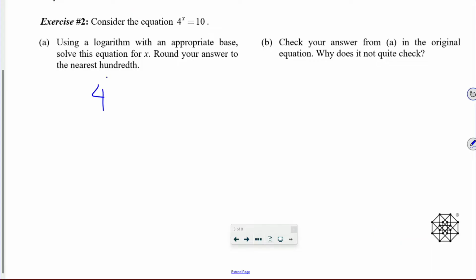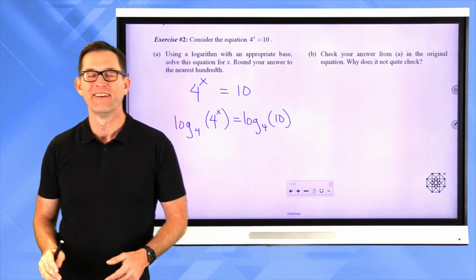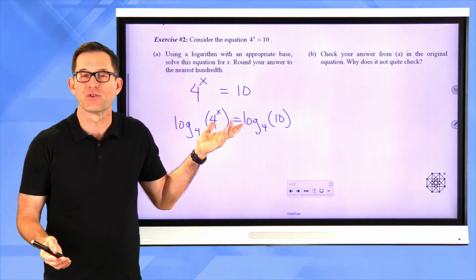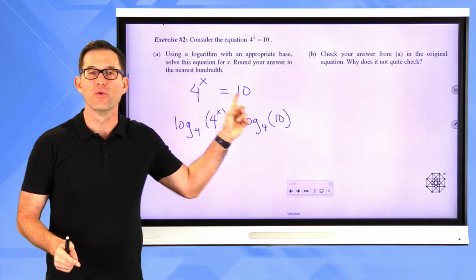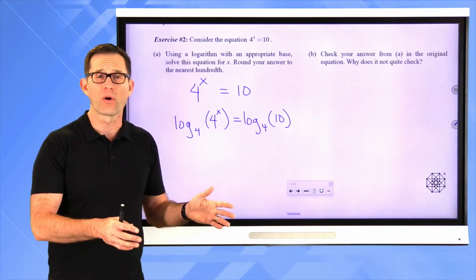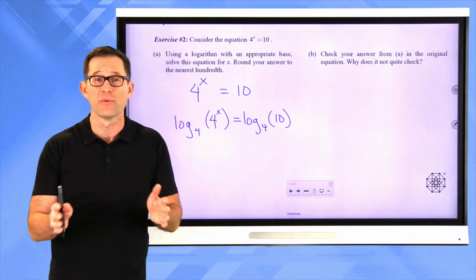Now obviously what I want is x equals. In order to do that, I want to cancel that exponential. To do that, I'm going to literally ask the question: what do I have to raise 4 to in order to get 10? That's the question I'm answering. And it's not a nice number, because 4 to the first is 4, and 4 to the second is 16, so it's got to be somewhere in between those.